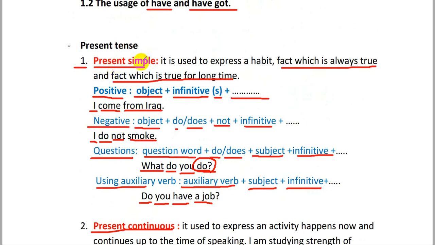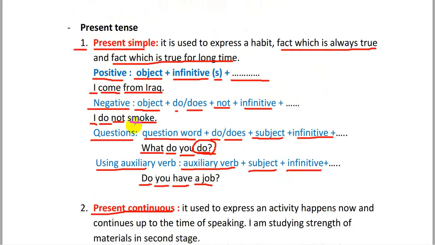This is for the present simple. So we have three forms: positive, negative, questions. And within each one there will be a very simple rule how to use this tense.